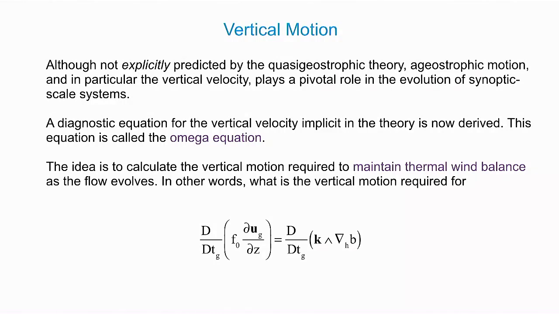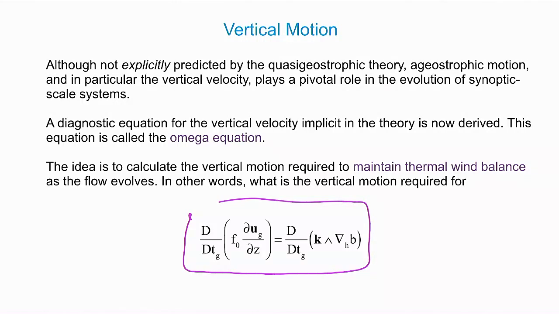And that is fundamentally it. Fundamentally, we're going to see that we get vertical motion because the vertical motion is needed to maintain the thermal wind balance. That's the physical reason. So whenever you change temperature gradients, there must be a vertical motion that goes along with it.